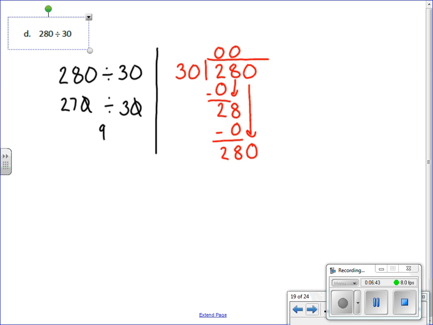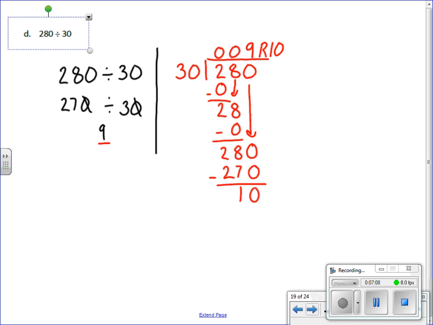Okay. I use my estimate over here, the 9. 9 times 3 is 27. So if I add a 0, that's 270. That's pretty good. And I can't do 10. Two numbers can't go in one place. So I'm going to put a 9. 9 times 0 is 0. 9 times 3 is 27. When we subtract, we're going to be left with 10. So I've got 9 remainder 10 as my answer.